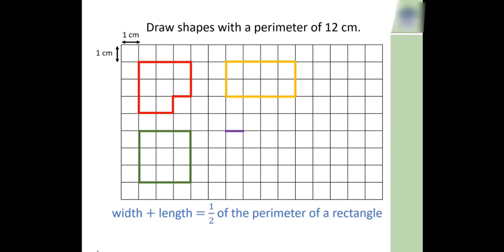Let's have a go at something that's not a rectangle. So 1, 2, 3, 4, 5, 6. Let's head back to the start. 10, 12. Another hexagon. And finally a rectangle. 1 plus 5. 1 plus 5 is equal to 6. So 1 plus 5 takes us back to show us another shape with a perimeter of 12.